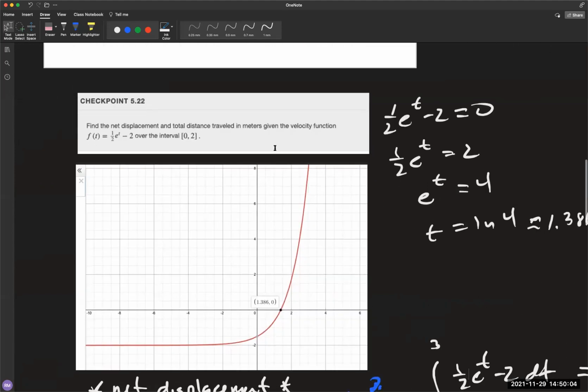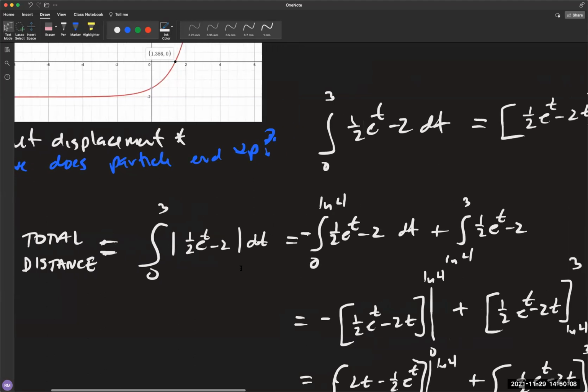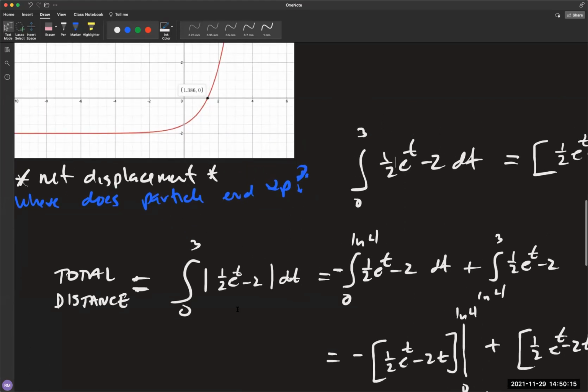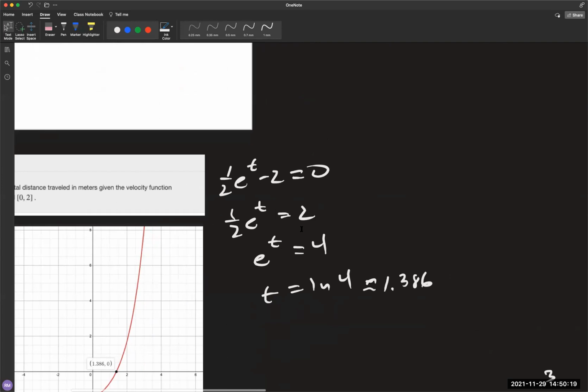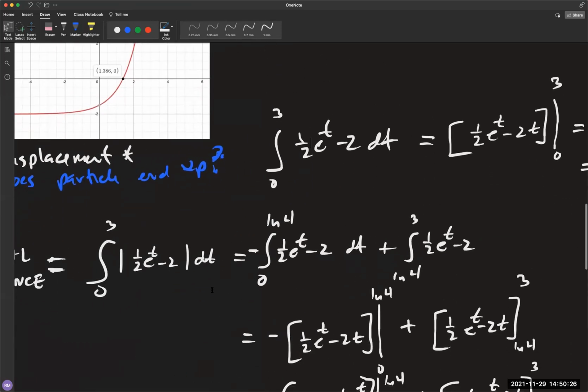Now, this next question of distance traveled, velocity, right? We have the velocity function. Total distance is going to be the integral from 0 to 3 of the absolute value of 1/2 e to the t minus 2. So you can see we have an intercept of change of direction at natural log of 4. So I solve for its intercept here, 1.386, or natural log of 4. I'm going to use that as its value.